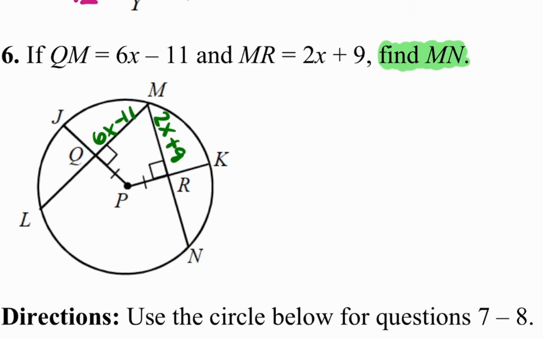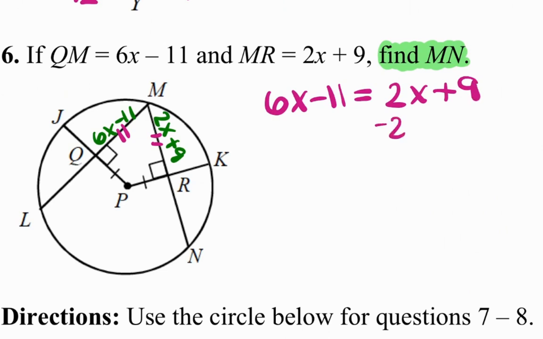What we know is that JP is bisecting LM and PK is bisecting MN. And we know that LM and MN are the same. So we can conclude that MQ and MR are the same. So 6x minus 11 is equal to 2x plus 9. And then solve like normal.